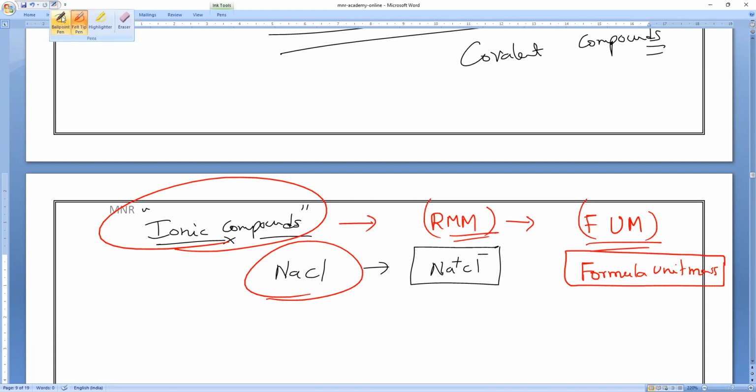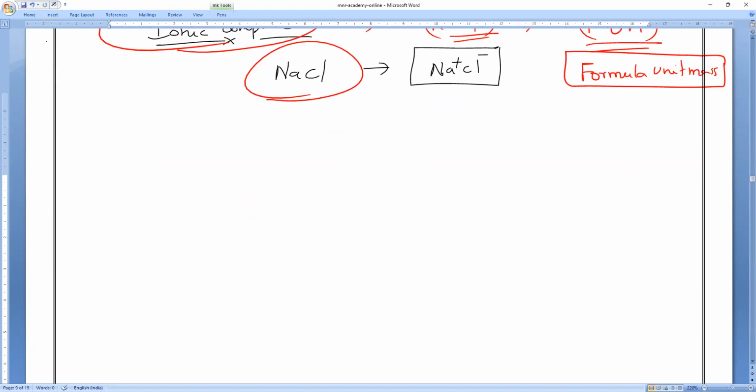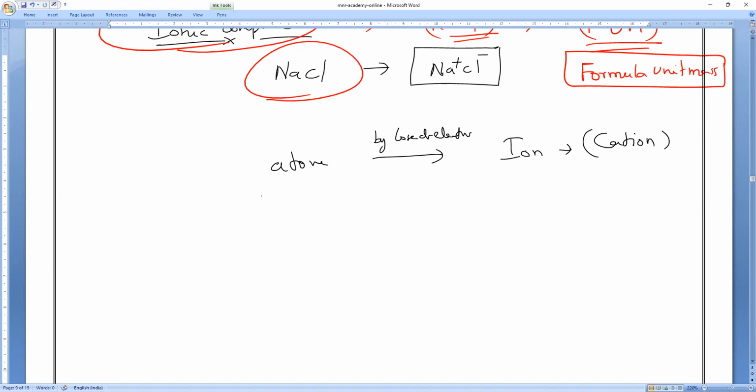Now I want to give you one important point. Remember, an atom turns into an ion in two ways. Either by loss of electron, and by loss of electron it will turn into a cation. For example, sodium, by loss of one electron, will turn into sodium plus.